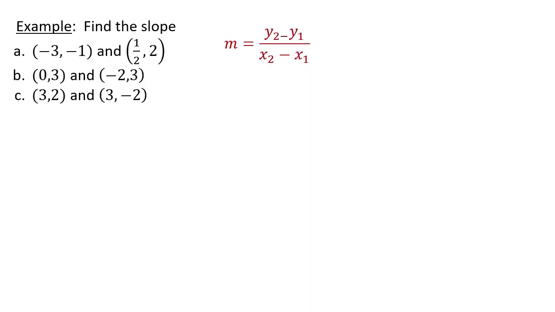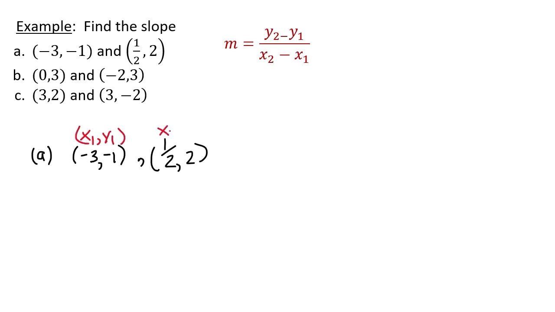Let's consider example A. We want to find the slope of the line that connects the points (-3, -1) and (1/2, 2). So this I'll call x1, and this one is y1, and this one I'll call x2, and this one is y2. Now, when I write this in red above, that's really what I'm thinking. That should be a mental step. I don't really need to write that down, and it is not correct notation to do that.